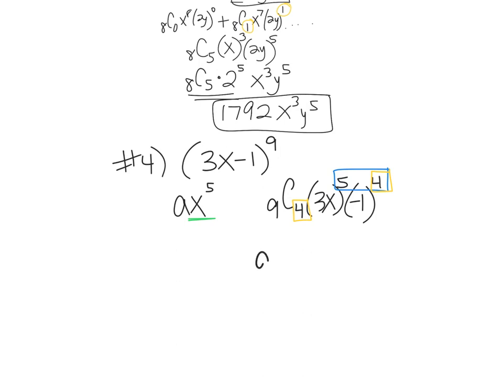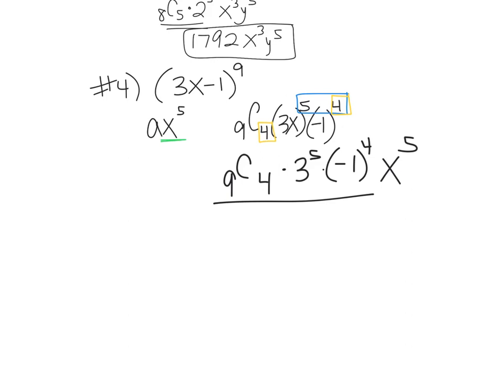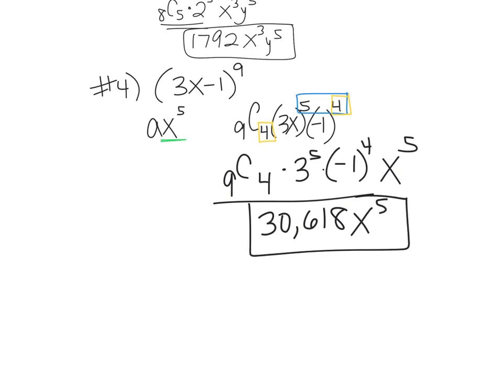So in my calculator, I have to do 9C4 times 3 to the 5th times negative 1 to the 4th, and that'll be the coefficient in front of x to the 5th. So we'll go 9, Math, nCr 4, hit enter, times 3 to the 5th, and then negative 1 to the 4th won't change the sign or anything. And you get 30,618 x to the 5th. That would be that term. Sometimes I'm not going to ask for all of them. I might ask for one specific term out of the bunch, and you've got to find that for me.